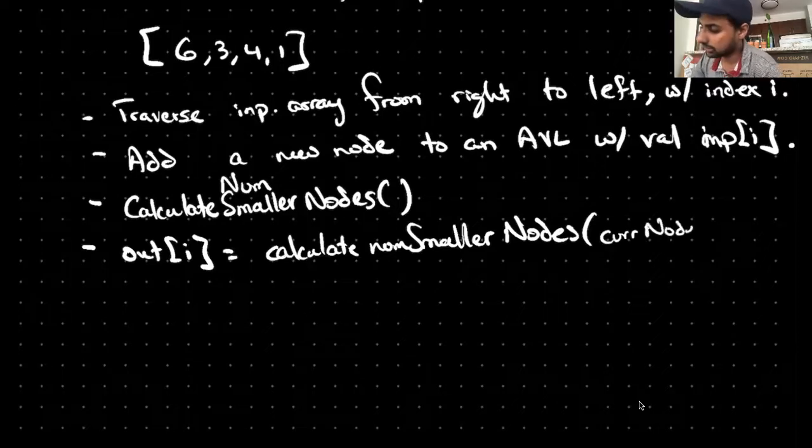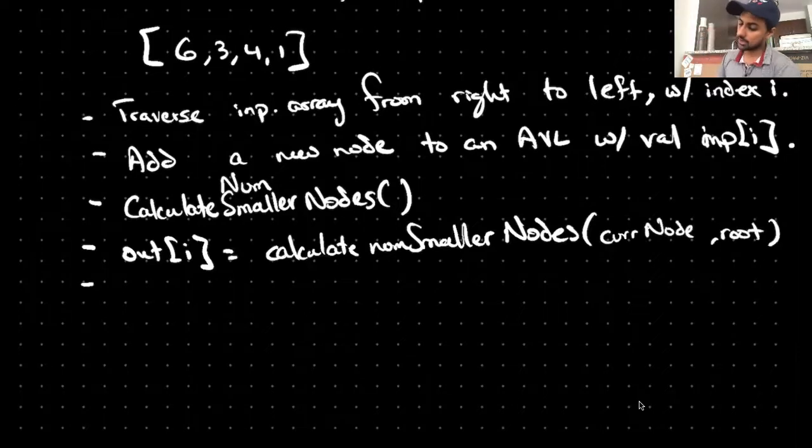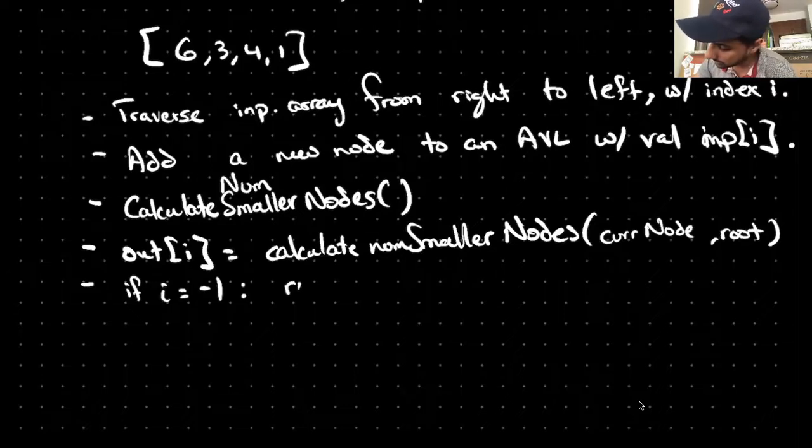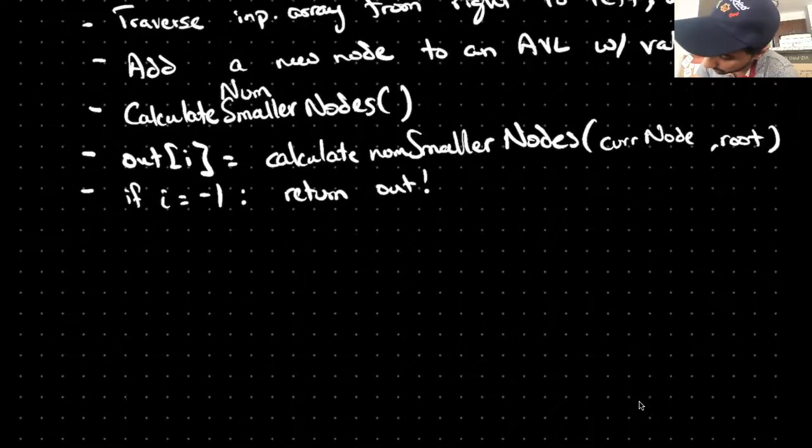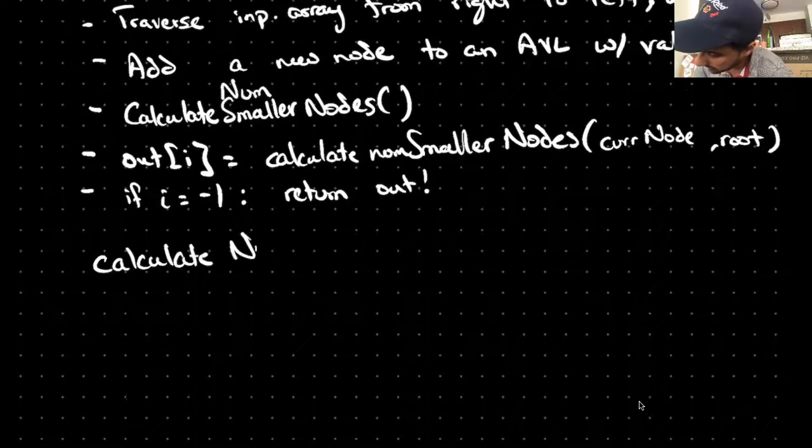And then we also need to pass in the root. Okay. And then what we're going to do is, if i equals -1, return out. And that should be our total thing. So let's figure out what calculate num smaller nodes does.